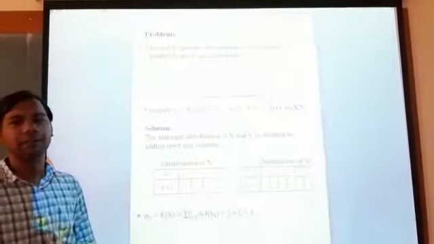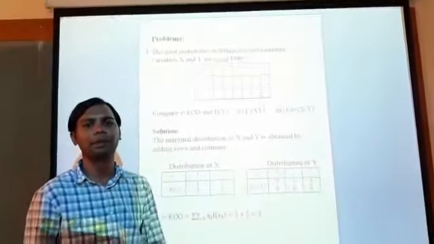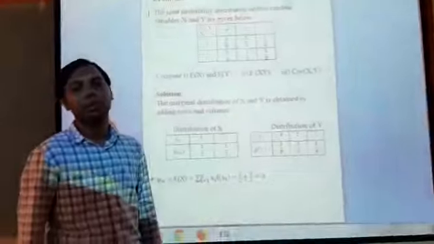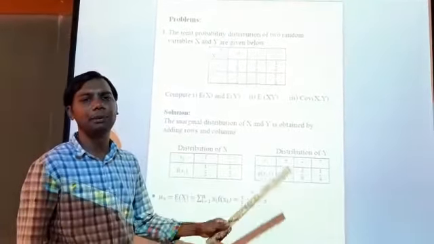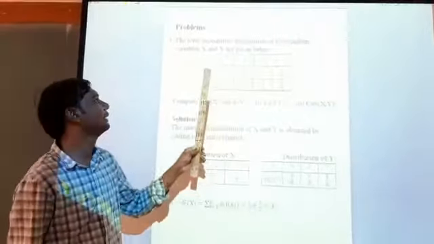In this video, we discuss problems on joint probability distribution. In the previous video, we learned the definitions of E of x, E of y, and covariance of xy. By using those, we will solve an example. So let us take an example.